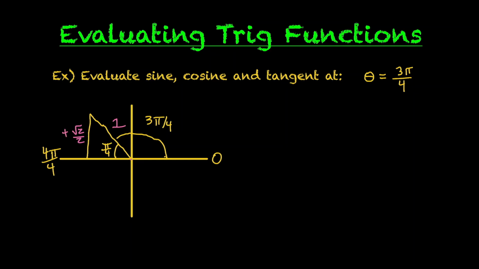Okay. And then on the adjacent side is our x-coordinate, and we can see that that's going to be negative because we're here in the second quadrant. So it's going to be negative root 2 over 2. So all I have to do is draw this little triangle, and now we're ready to find our 3 trig functions. So let's start with sine of 3 pi over 4.